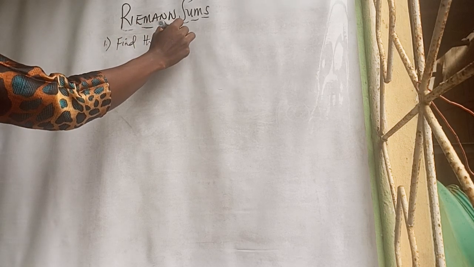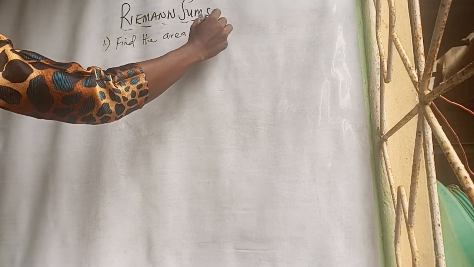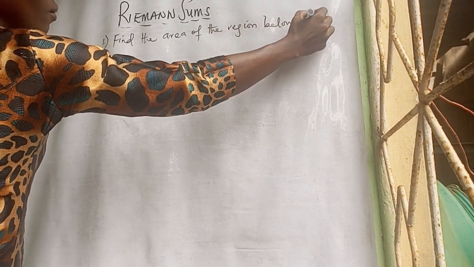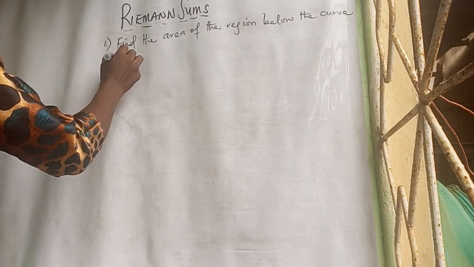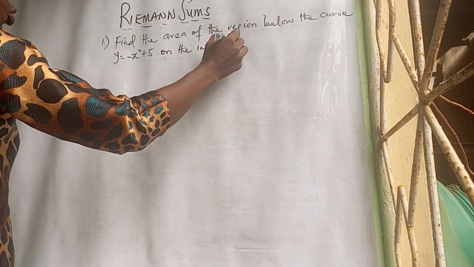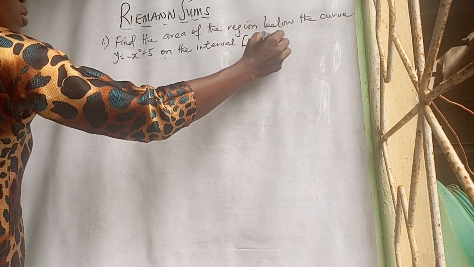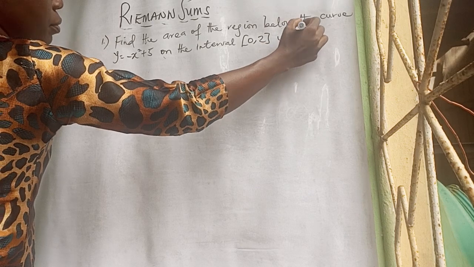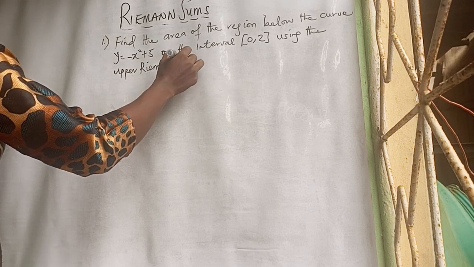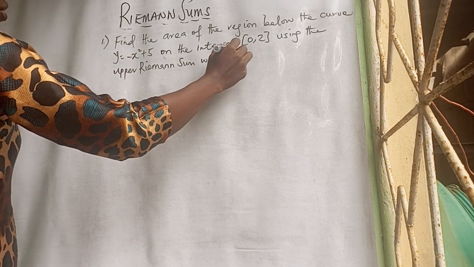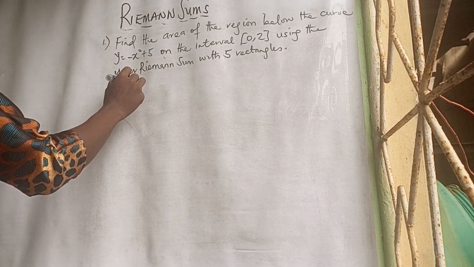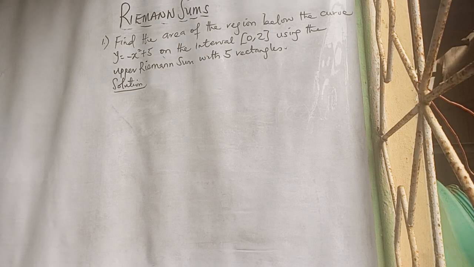It says find the area of the region below the curve y equals minus x squared plus 5 on the interval 0, 2 using the upper Riemann sum with 5 rectangles. We want to approximate the area under the curve.